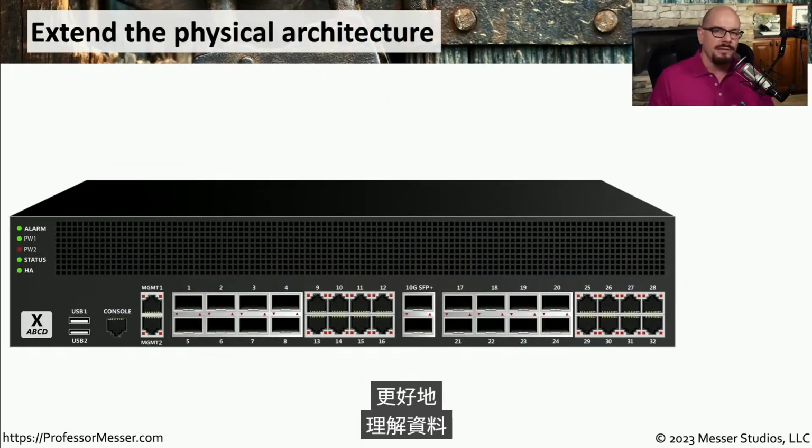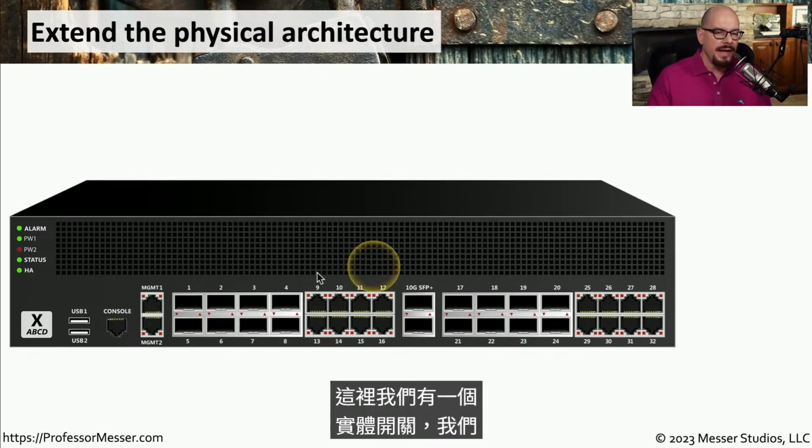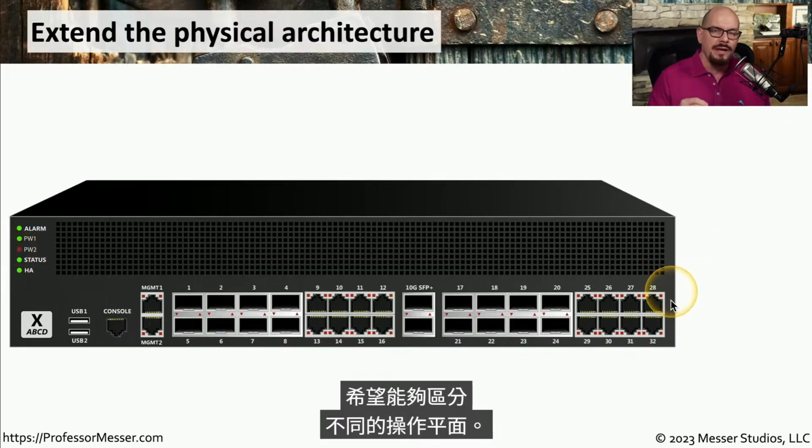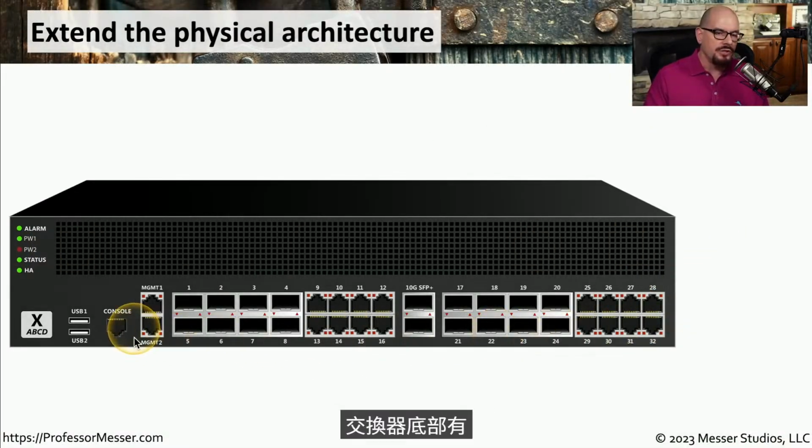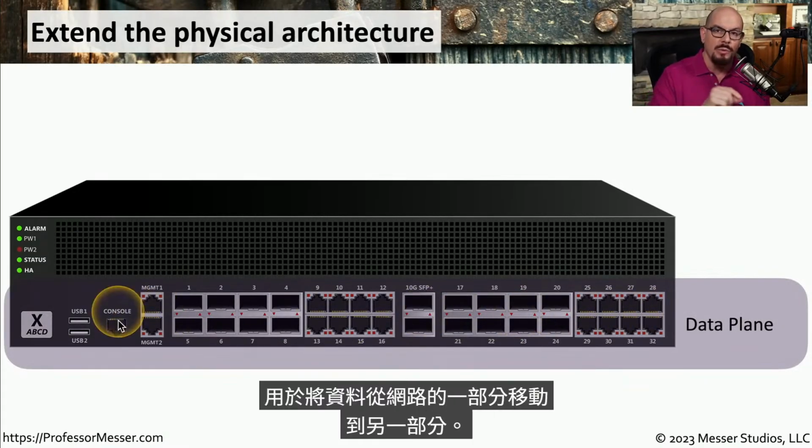One way to get a better understanding of the data plane versus the control plane is to see how this might be implemented on a physical device. Here we have a physical switch, and we want to be able to break out the different planes of operation. Down at the bottom of the switch are all of the different interfaces that are used to move data from one part of the network to another.